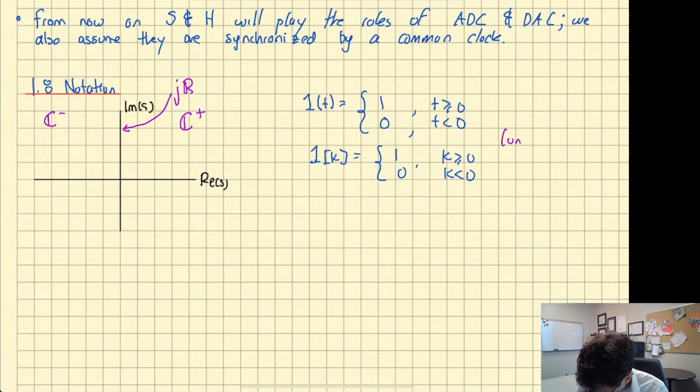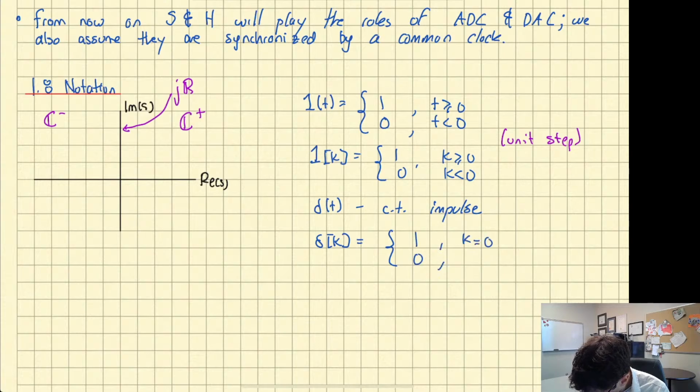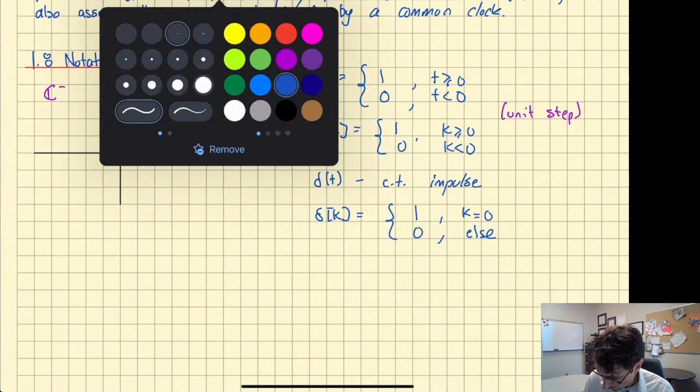So this is the unit step. 1 of t and 1 of k to indicate the step. Delta of t will be the impulse function, the continuous time impulse. And delta of k will be the discrete time impulse. It equals 1 when k is equal to 0 and 0 everywhere else. A few other things.